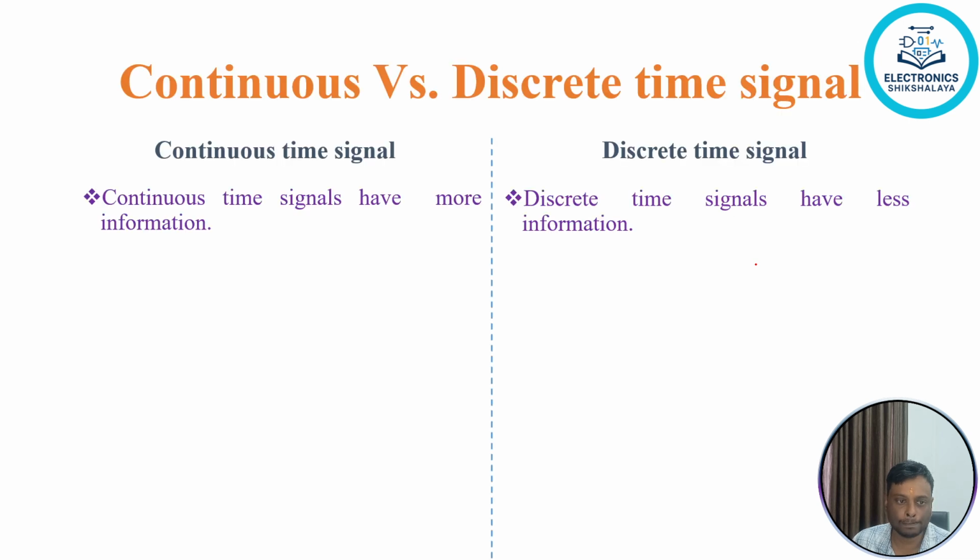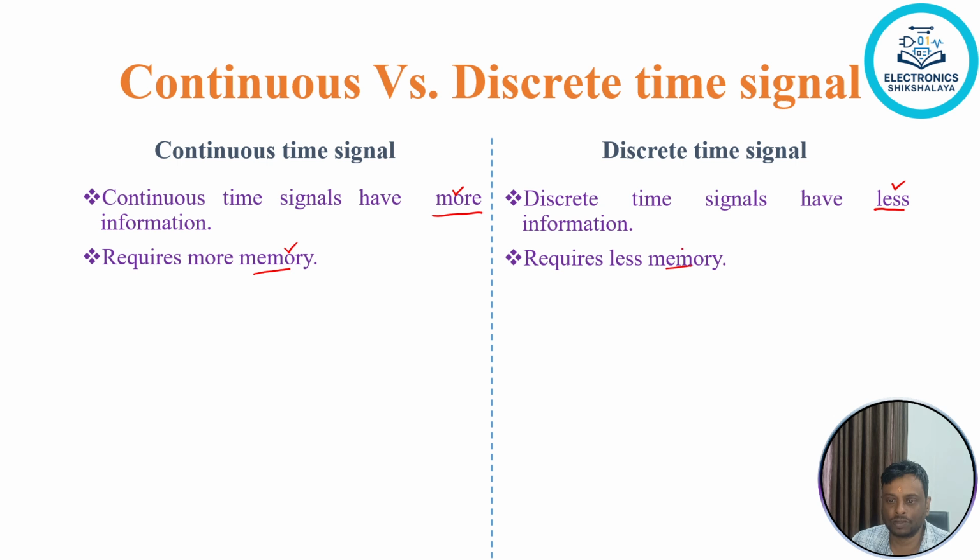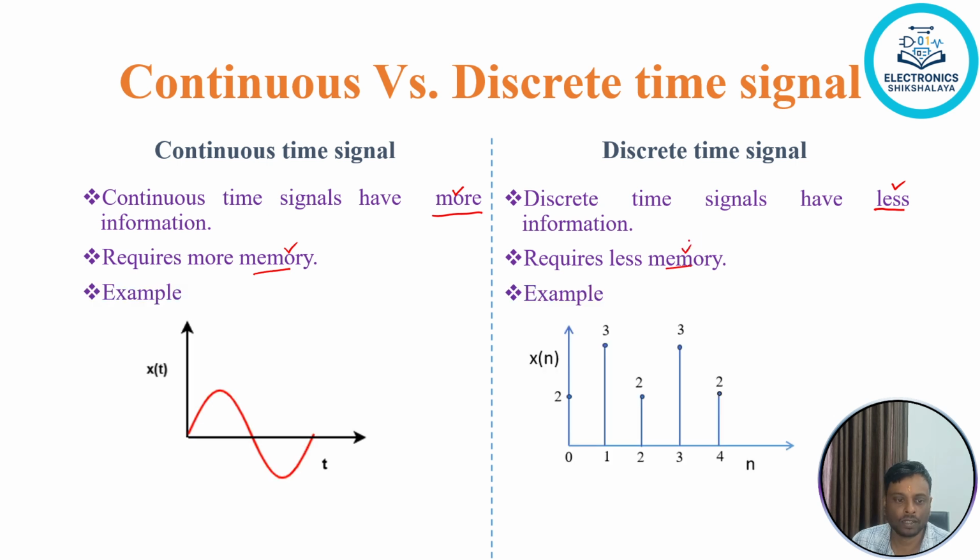Next, continuous time signals carry more information, since the value is defined for every instant of time. That is why continuous time signals have more information and discrete time signals have less information. Continuous time signals also require more memory, and discrete time signals require less memory.